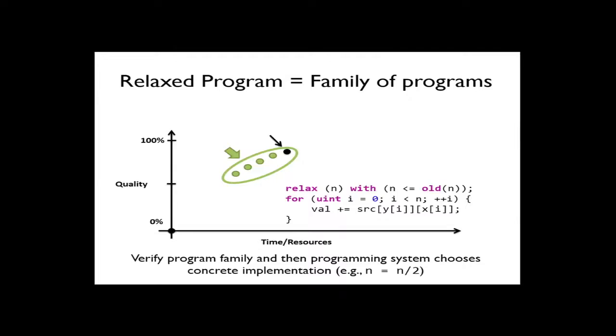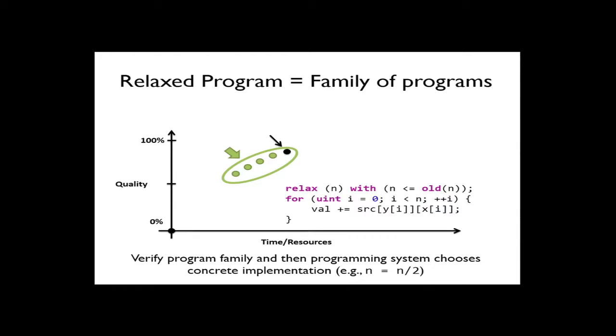Now, what this relaxed statement does is it takes this original program, it's one point in our state, and again, it's going to introduce these new points. Right here for this relaxed statement, each value of n is a different point in this trade-off space. And in fact, this statement now gives us a family of programs, where if we verify this family of programs, all choices of n, then if we take this relaxed statement, this non-deterministic construct, and let's say that we have another pass in our compiler that specializes it to choose that n is equal to n over 2.